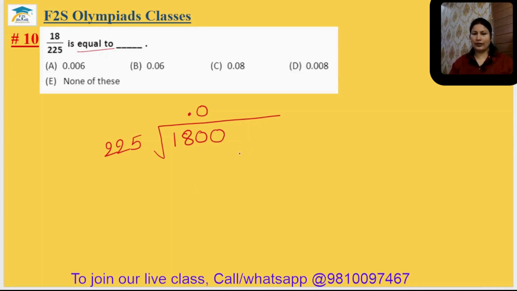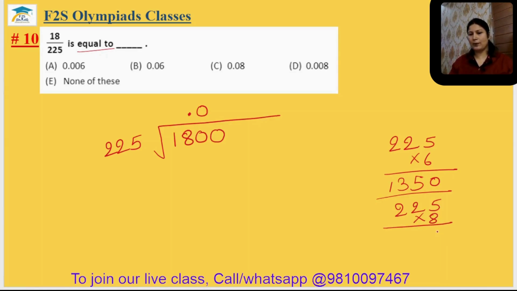Now we can divide. So let's check it with 6. So 2 to 5 multiply by 6. 6 5s are 30. Carry 3. 6 2s are 12 plus 3, 15 carry 1. 6 2s are 12, 12 plus 1, 13. No. We can check 2, 2, 5 with 8. 8 5s are 40. Carry 4. 8 2s are 16. Plus 4, 20. Carry 2. 8 2s are 16, 17, 18, 1800. 8 times. So 1800.